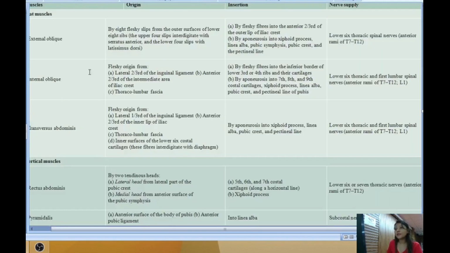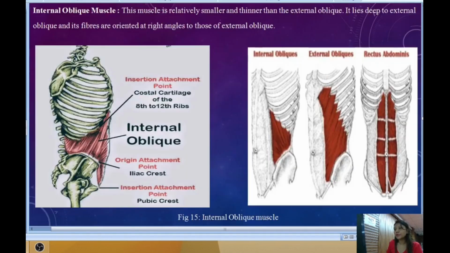Then we come to the internal oblique muscle. Okay, before that I want to show you one more diagram. The internal oblique muscle is relatively smaller and thinner than the external oblique. It lies deep to the external oblique, and its fibers are oriented at right angles. So this is the internal oblique. If you remove the external oblique, you will get the internal oblique. So this is the external oblique, this is the internal oblique.